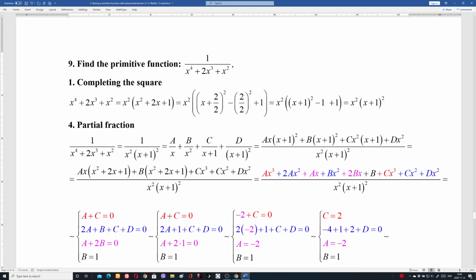Hello, my name is Krista, and today I decided to solve this equation to find a primitive function of this equation. And how can I do that? First, I will complete the square of this expression here, which is x^4 + 2x^3 + x^2.